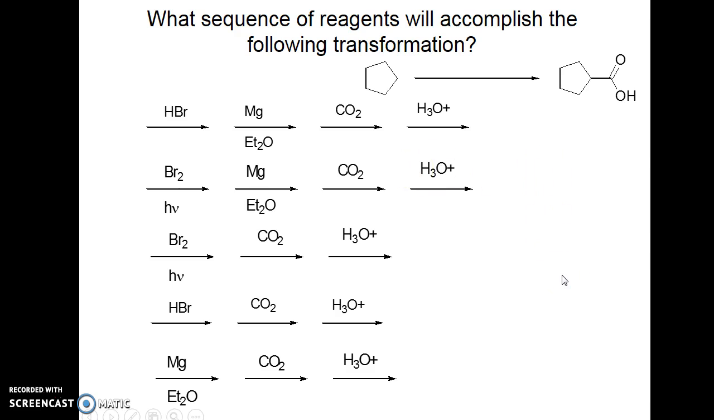Which sequence of reagents will accomplish going from cyclopentane to cyclopentanecarboxylic acid? Well, if I look at this, how is it that I put any kind of functional group on an alkane? The only way we've seen is to brominate. And so these two right here would put a bromine on the ring. For this, we need to have an alkene, so those two won't work. And I can't use this unless there's a halogen there. So one of these two sequences is going to be the one that we want to choose.